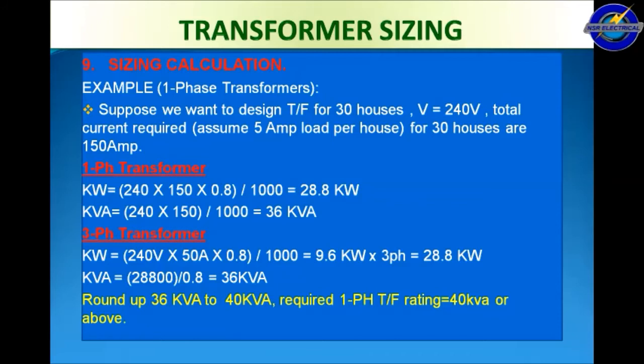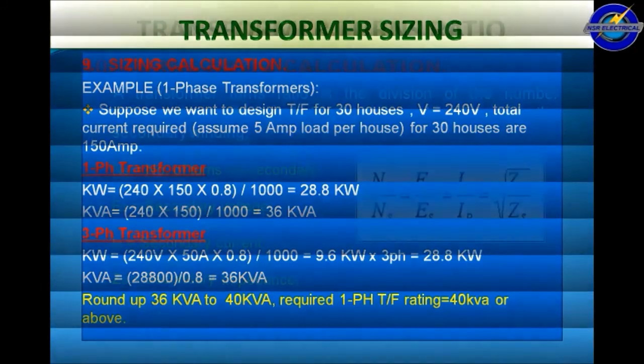For a three phase transformer, the kilowatt and required kVA are also the same, because for our housing purpose 240 volts is used. Here our load is for 30 houses, 150 amps. Here I took 50 amps per each phase. So the 3 phase current is 150 amps. So round up 36 kVA to 40 kVA. Required single phase transformer rating is 40 kVA or above.